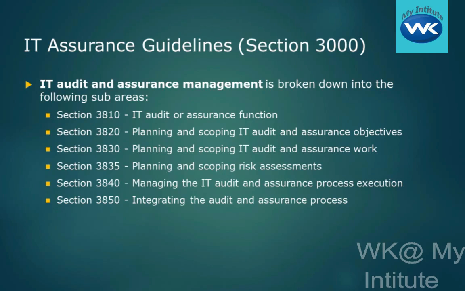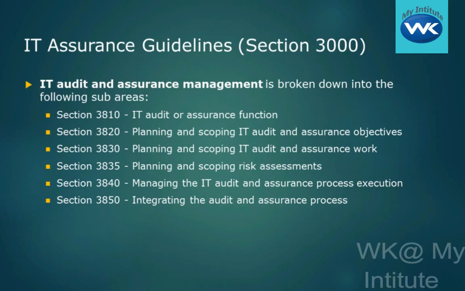Next one is the planning and scoping risk assessments. That was section 3835. We have more guidelines, believe it or not, it's a few more. 3840, managing the IT audit and assurance process execution. And the next one is 3850, the integrating of the audit and assurance process together. Again, remember these are guidelines, and we're looking at them from now the audit and assurance management areas.